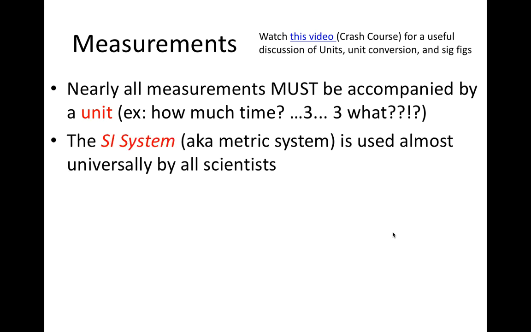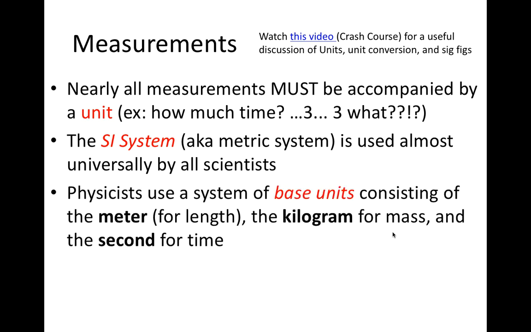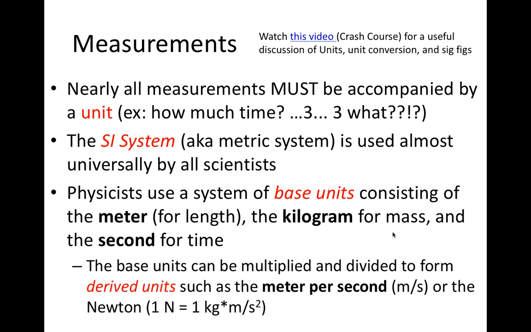Scientists all over the world make use of the standard system called the SI system of measurements. You may know this as the metric system. There are a few versions of the SI system where scientists choose a system for their base units to suit their needs. Physicists use the meter as our base unit for length, kilogram for mass, and second for our unit of time. We're able to combine our base units by multiplying and dividing them to form derived units.